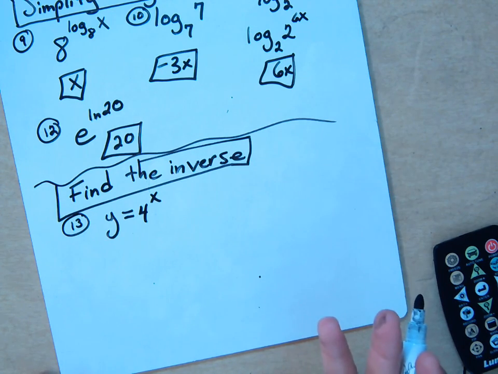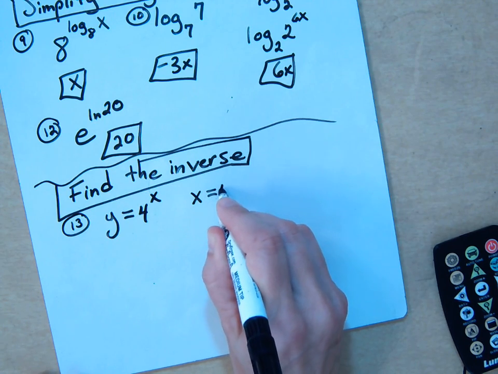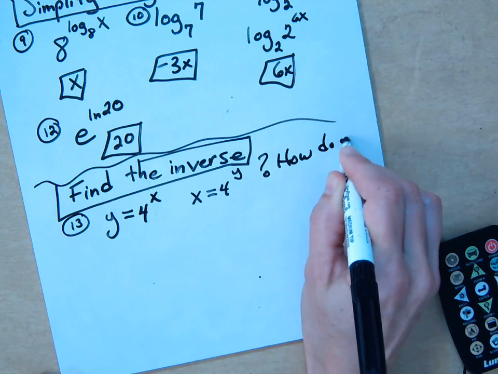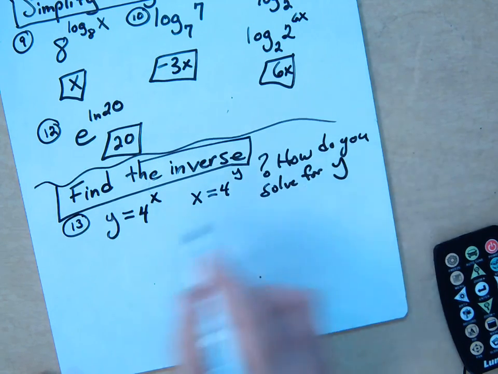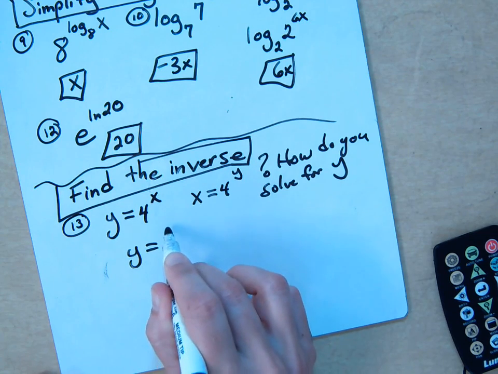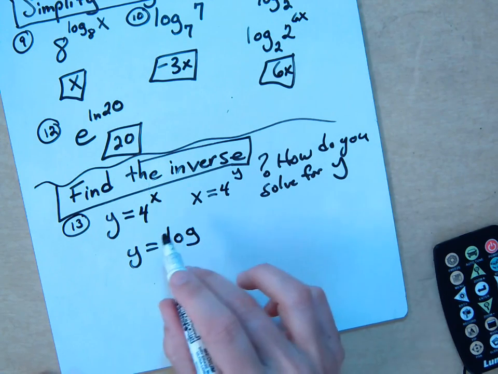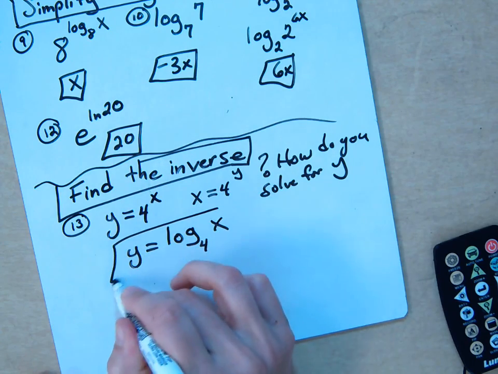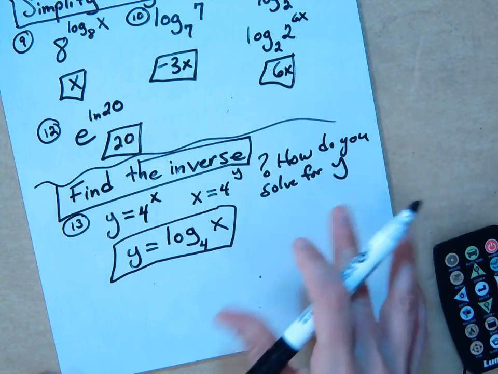We would switch x and y and try to solve for y, but you can't, and you tried this in the classwork today. You have x equals 4 to the y, but how do you solve for y? You can't. So you just rewrite it. The inverse, you just write in log form. What do you think the base is? 4. Log base 4 of x. That is the inverse of 4 raised to a power.